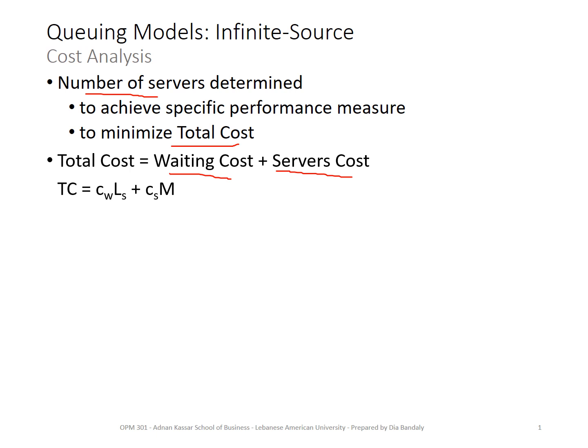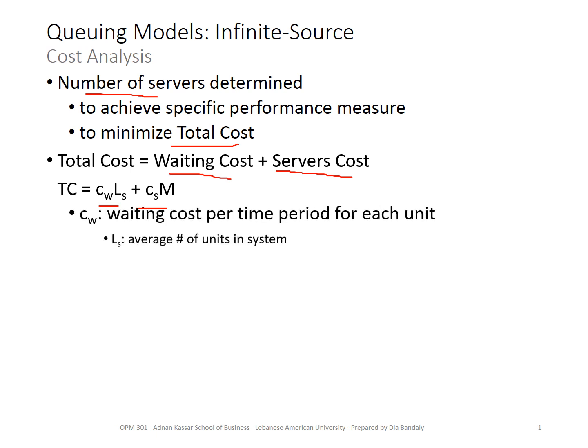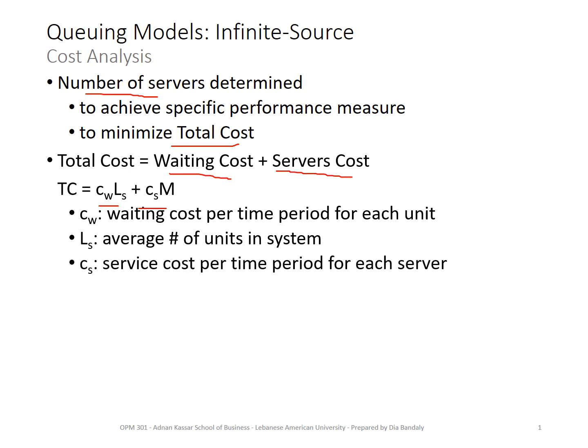Okay, so total cost is CW times L plus CS times M. Why that? Because CW is the cost of customer waiting, so you multiply that by the number of people waiting in the system, right? This will be the cost of all customers waiting in your system. And then you add the server cost. CS is how much you pay for every server. For example, this can be the hourly wage or the daily wage that you pay your employees, and you multiply it simply by the number of servers. Okay, so this is how we're going to find the total cost.